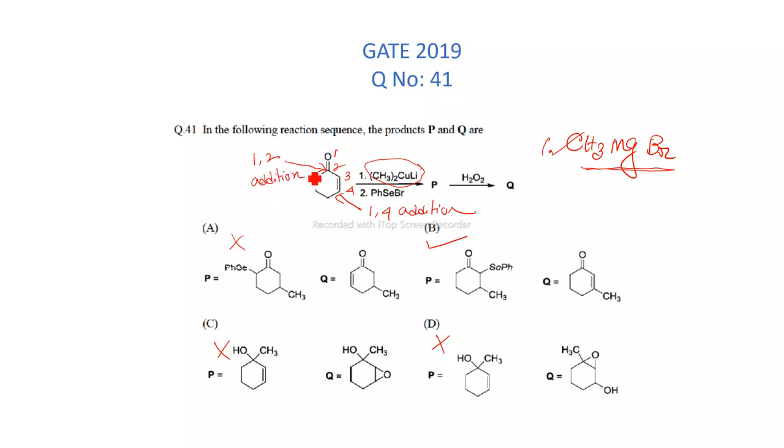So what will happen in the presence of methyl magnesium bromide? Okay, 1,2. Anyone think 1,4? Okay, this is because this is hard in nature. Second, CH3Li, if you use CH3Li, what will happen? 1,2 or 1,4?